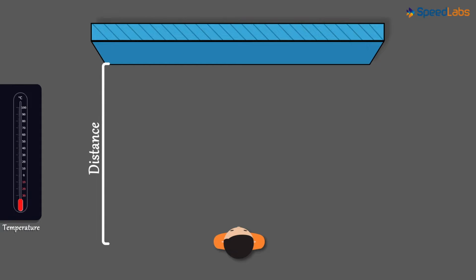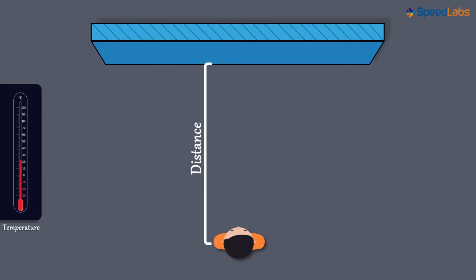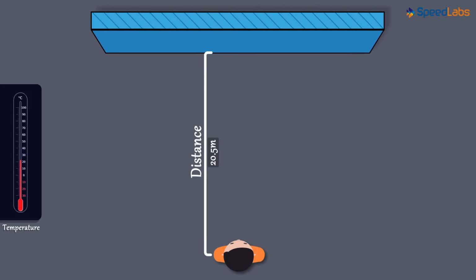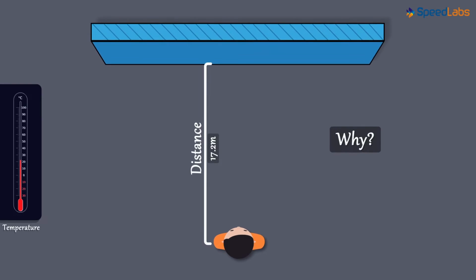Assume that the temperature of the surroundings is approximately 22 degrees Celsius. At this temperature, the distance between you and the wall has to be at least 17.2 meters for you to hear an echo. Only if it's equal to or greater than 17.2 meters, you may hear an echo. Otherwise, you wouldn't. But why did we have this condition?